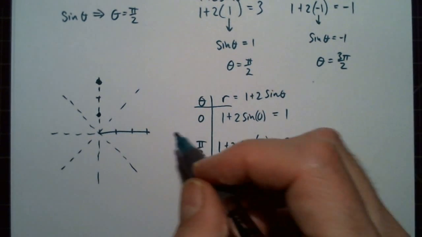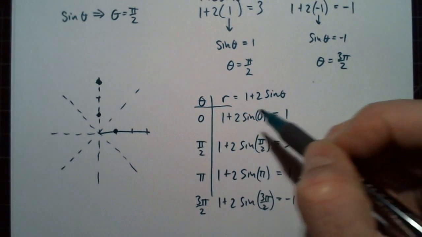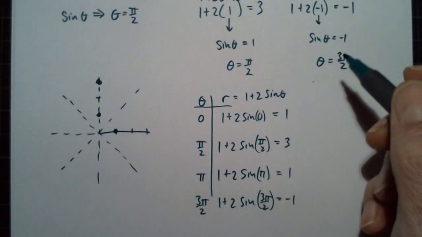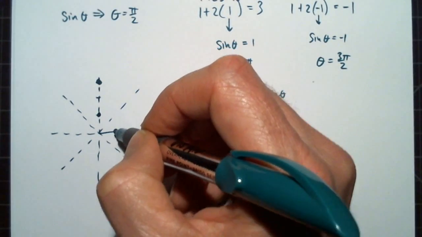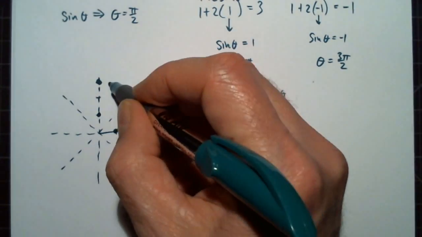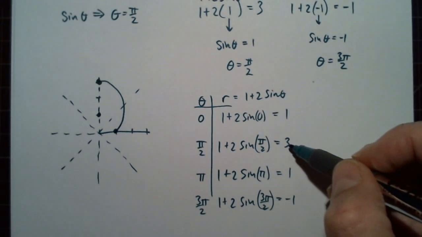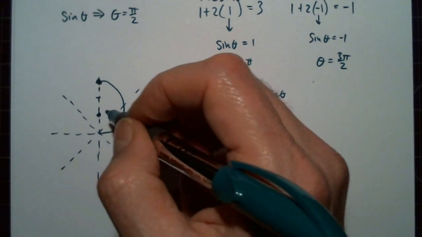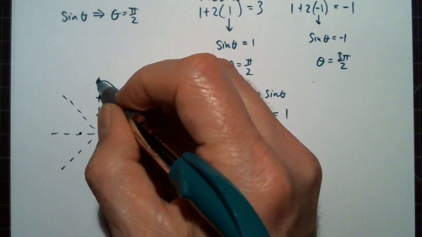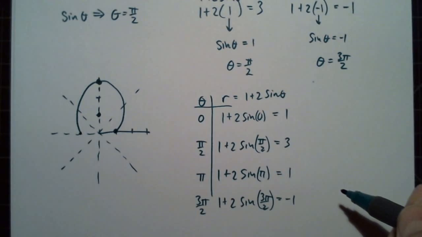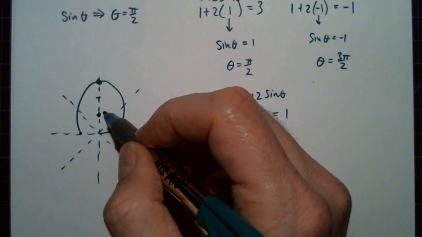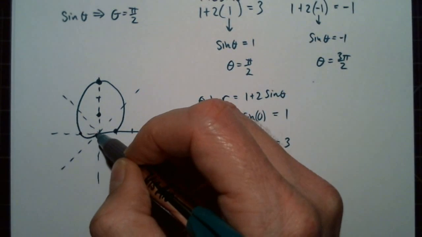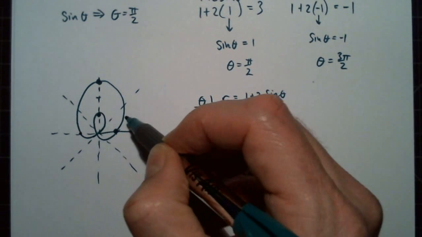So at 0 we go to 1. At pi over 2 we go to 3. At pi we're back at 1. And then we're going to go back up there. With more plotting of points, we would see this happening.